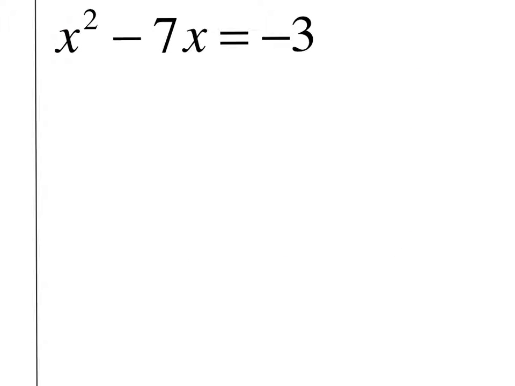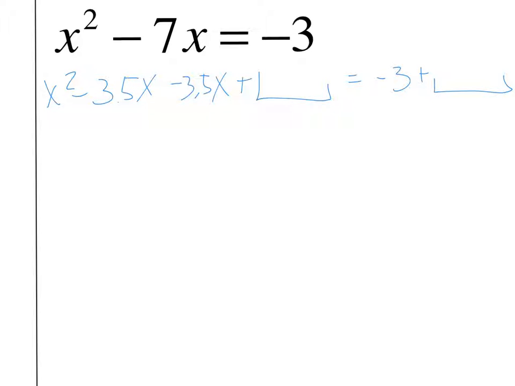Here we're doing some completing the square. This one's already cleaned up for us. So I'm going to start off by moving my terms around. I'm going to split up my middle term, which here is 7x. We get x squared minus 3.5x. I don't know why I'm using decimals, but that's okay. Minus 3.5x plus some number is equal to negative 3 plus some number.